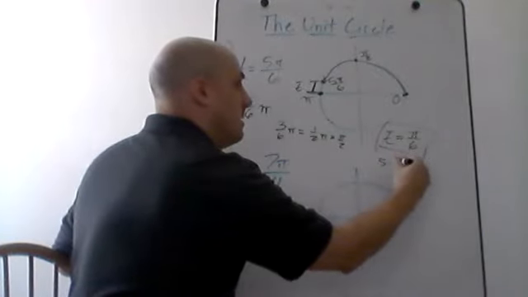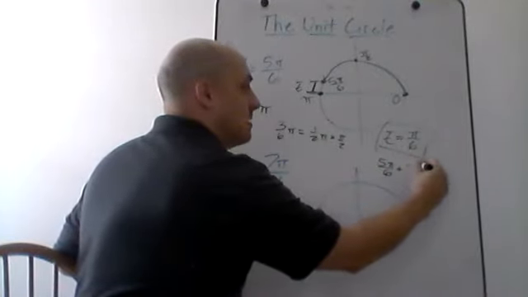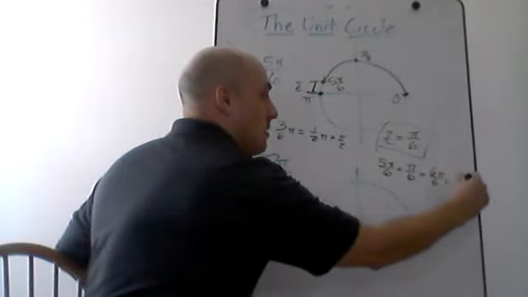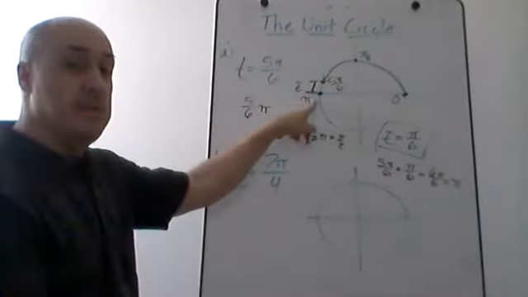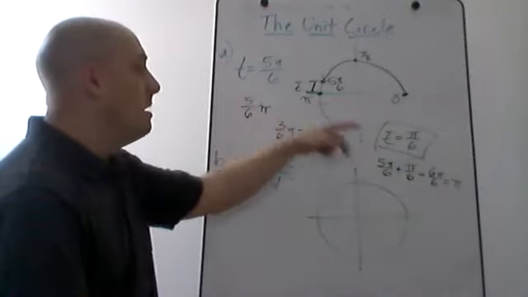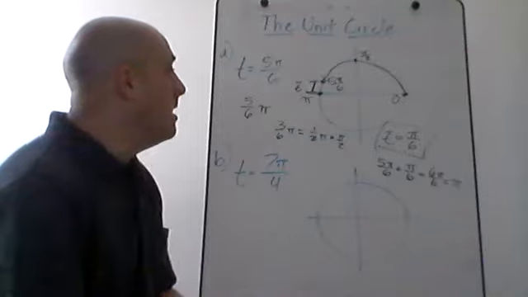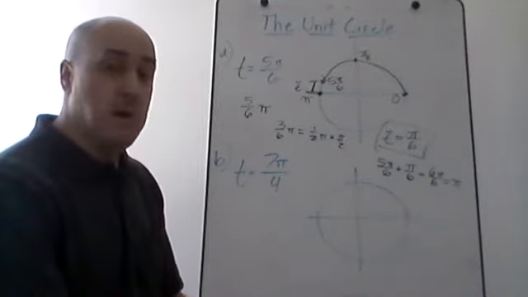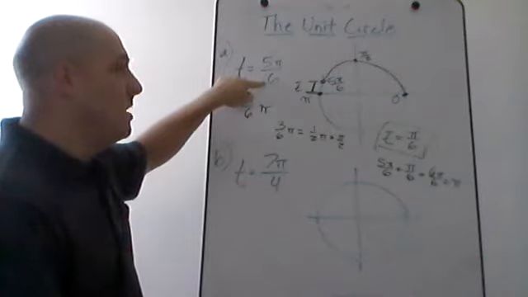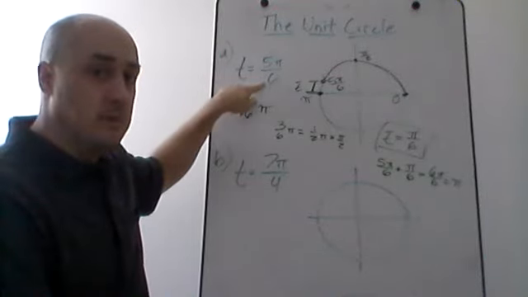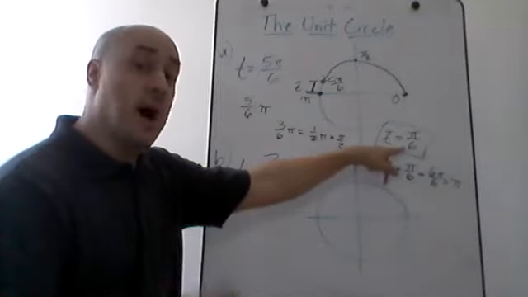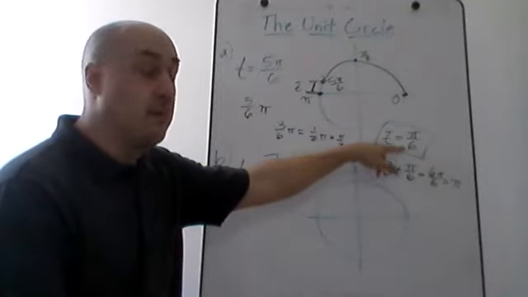Because if I do 5 pi over 6 plus 1 pi over 6, that equals 6 pi over 6, which equals pi, which takes me to the x-axis. That's the reason why my reference number would be pi over 6. Now, the shortcut to that is, for this number here, whatever that denominator is, in this case 6, your reference number is just 1 pi over 6. It's always going to work out that way, right?